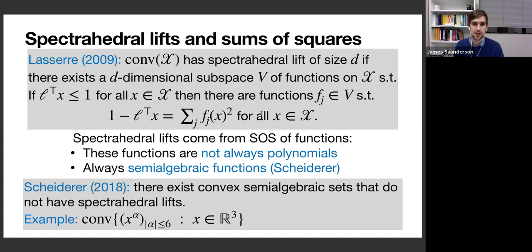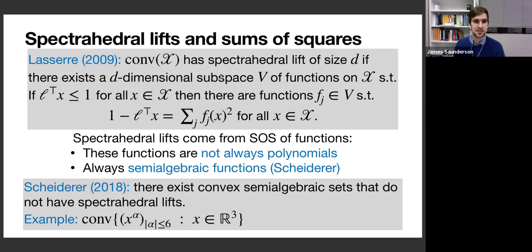Okay, that's one of the important things, and one of the reasons why it's challenging to show negative results, to show that you can't construct such lifts. One thing that is true about the functions that appear here is that they're always going to have to be semi-algebraic functions. This is a result of Claus Scheiderer. Okay, it's really the only structural thing we know about the functions that appear.